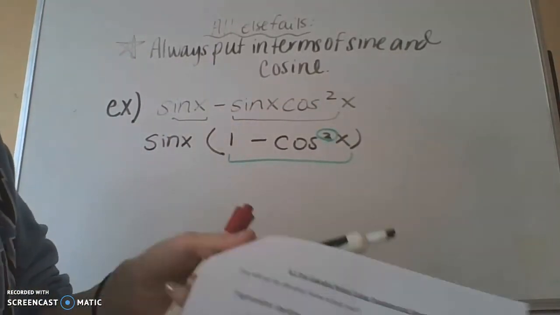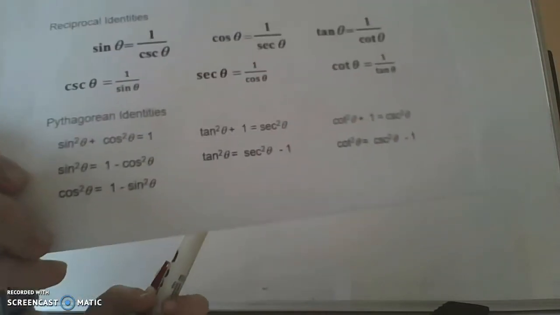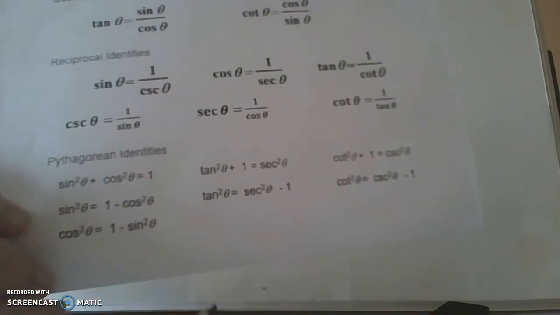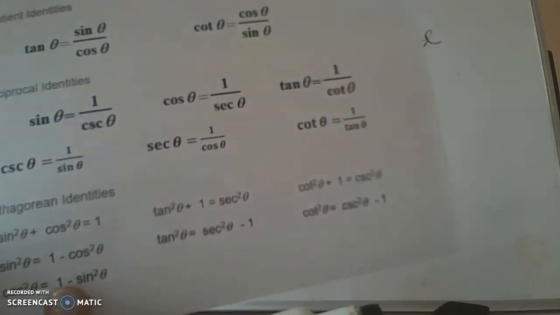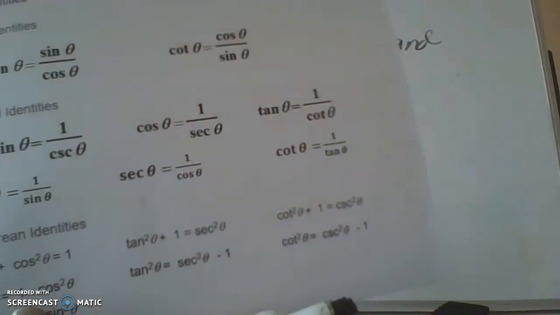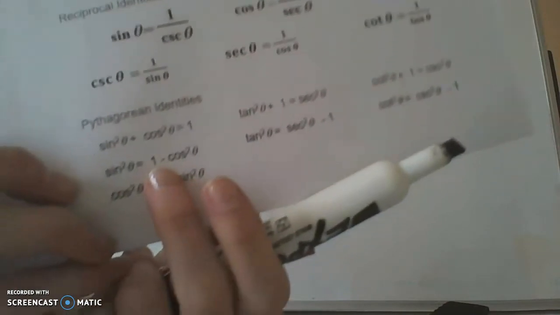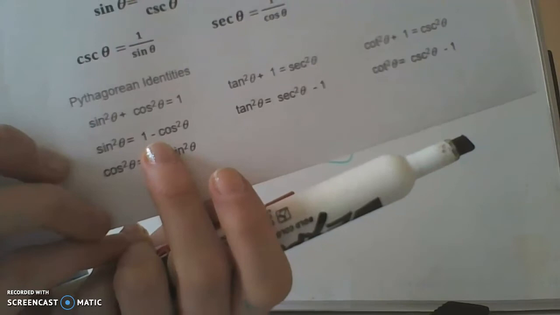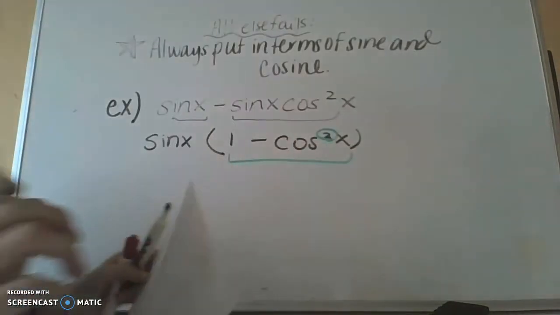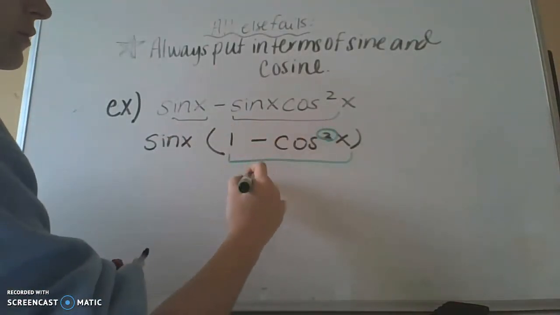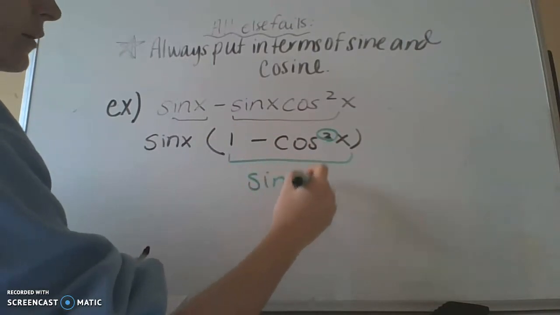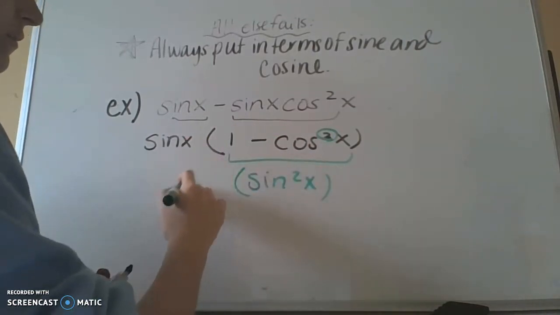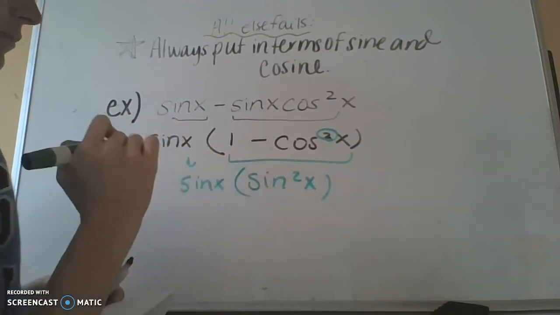If I look at this identity sheet, we're going to take a look at the bottom of the identities. We want to know 1 minus cosine squared, what is that equal to? So I'm going to look on the sheet. Does everyone see how 1 minus cosine squared is just sine squared? It's right here on that sheet. So what does that mean? I'm just going to replace 1 minus cosine squared with sine squared. And then don't forget you have the sine on the outside to bring down.